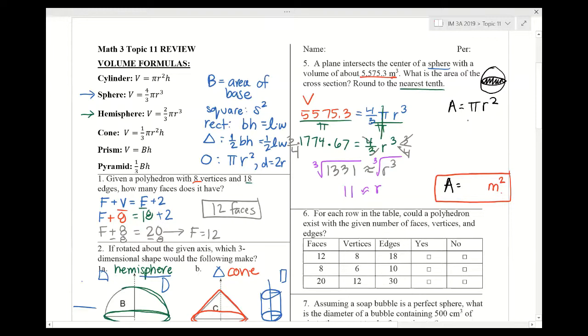So I'm doing pi times 11 squared. So that's 121 times pi. So if I calculate that and round to the nearest 10th, that is 380.1. So 380.1 square meters is the area of that circle.